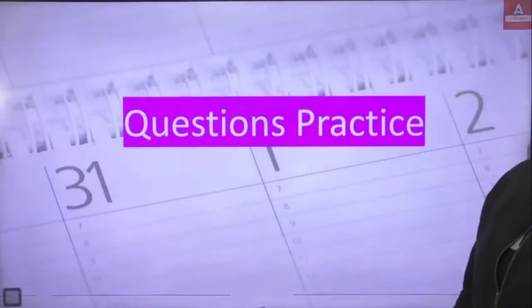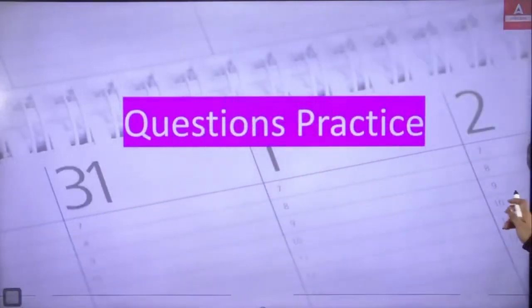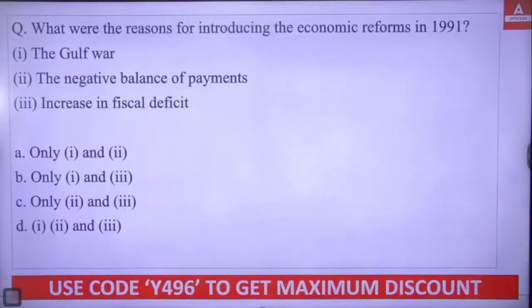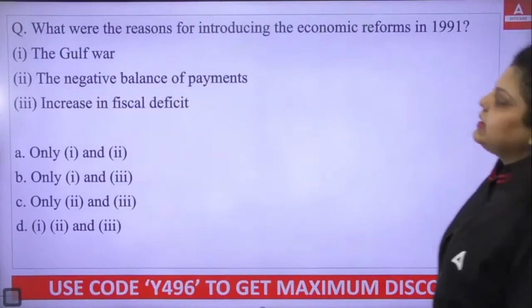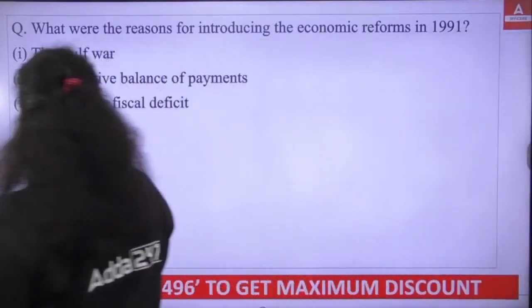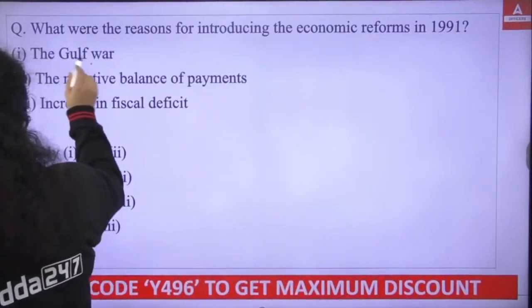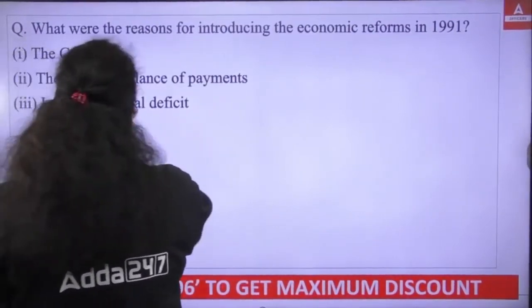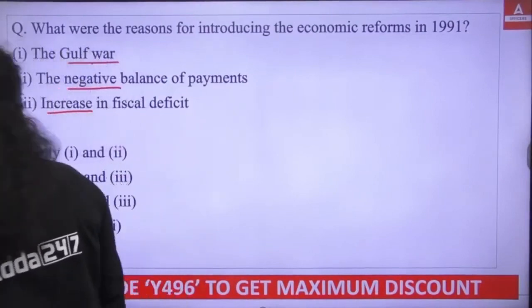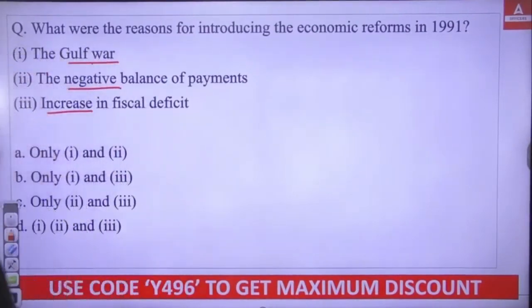Now we are going to practice certain questions on the same topic. So the first question in front of you is asking, what were the reasons for introducing the economic reform in 1991? Out of these three reasons, which was the reason for introducing economic reform? The Gulf War, the negative balance of payment, the increase in fiscal deficit. So what do you think? Which of the following is the right reason? A, B, C or D?